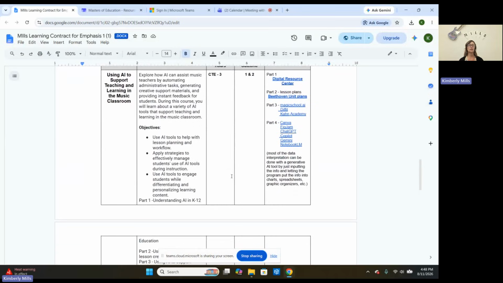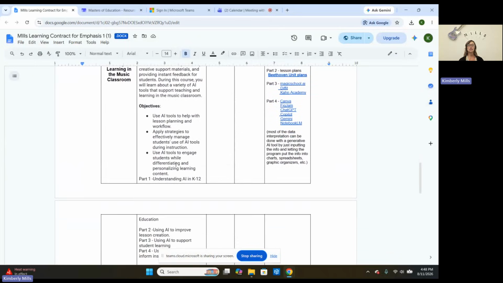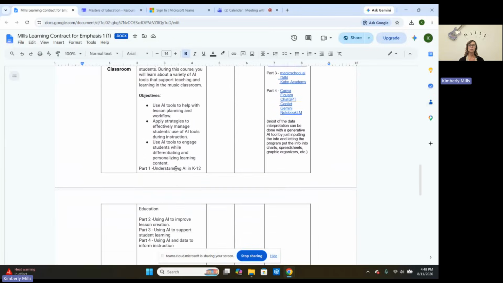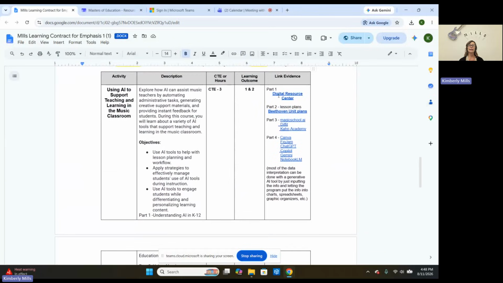So here are some things. First of all, the overview of the course was using AI tools to help with workflow, lesson planning, using a strategy to effectively manage students' use of the AI tools, and then AI tools to engage students while differentiating and personalizing the learning content. Some of the things that I did as a result of my study, one thing, learning the resources that are available.